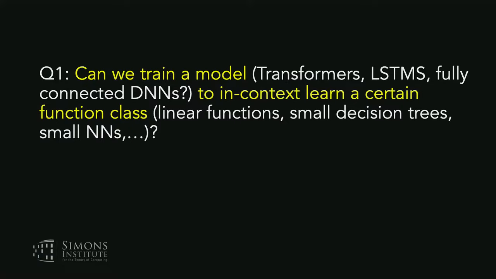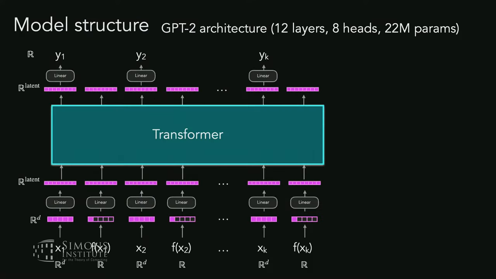So the first question, more concretely instantiated: can we train a model, maybe a transformer, maybe an LSTM, maybe even simpler things, just a fully connected deep neural network, to in-context learn these basic function classes with respect to natural distributions over inference? Okay, so let me begin with transformer stuff.